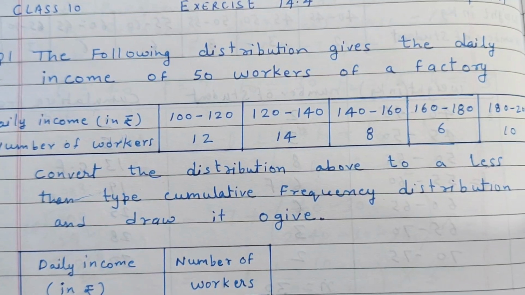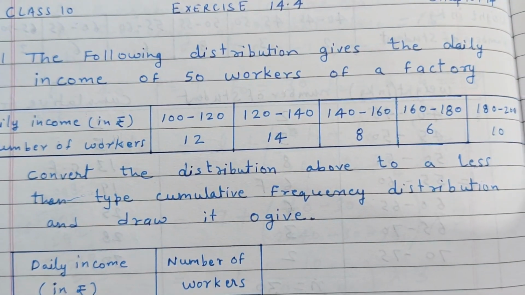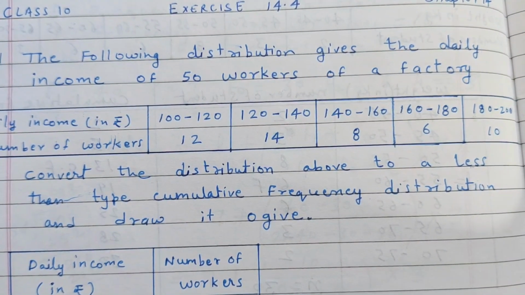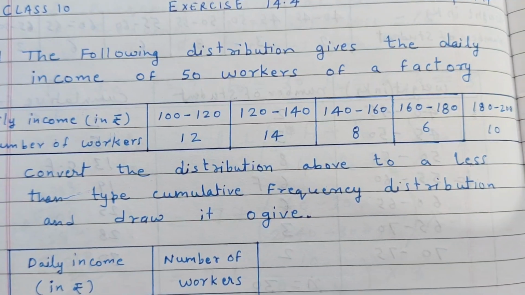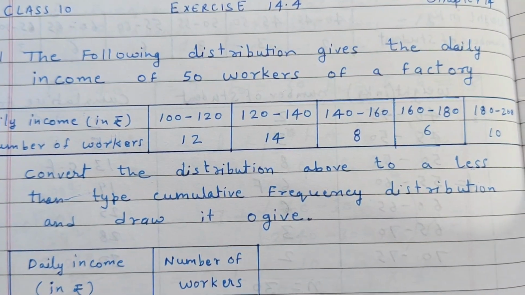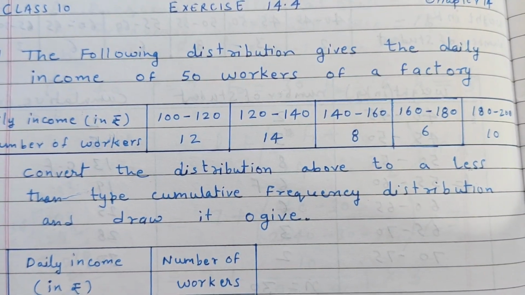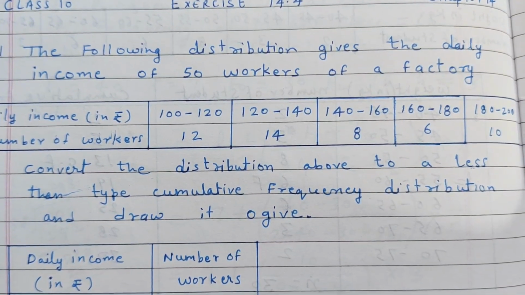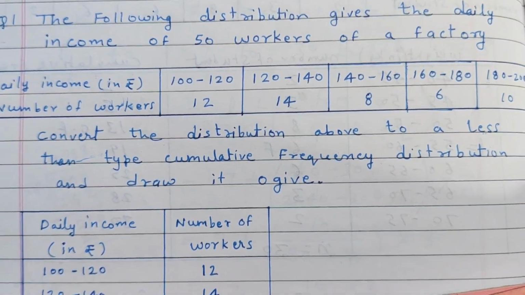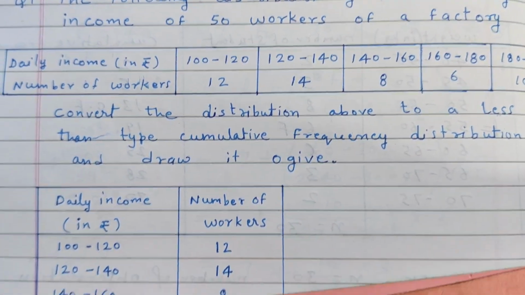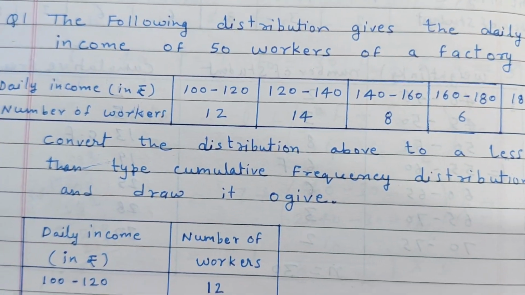Convert the distribution above to a less than type cumulative frequency distribution and draw its ogive. Here the daily income is given.